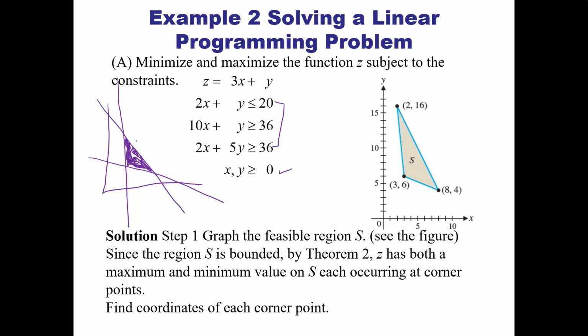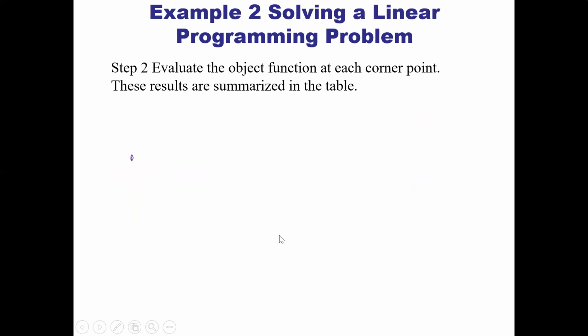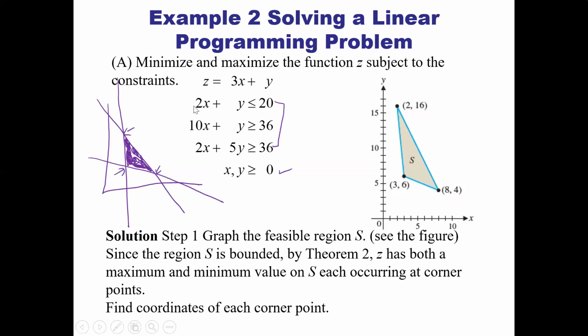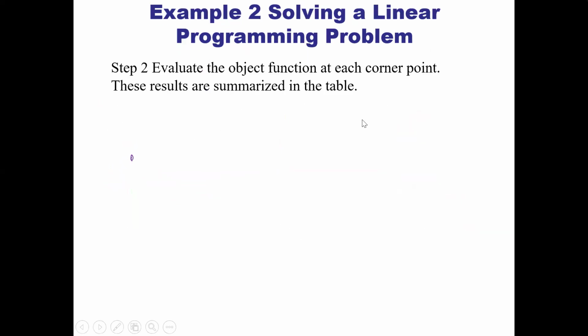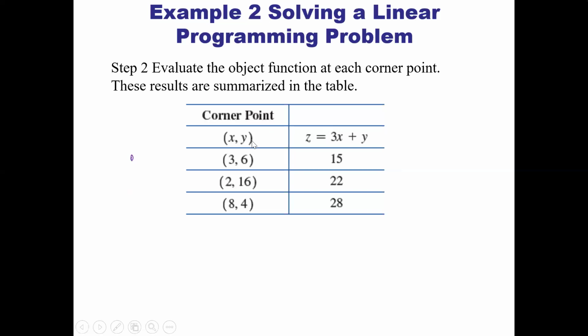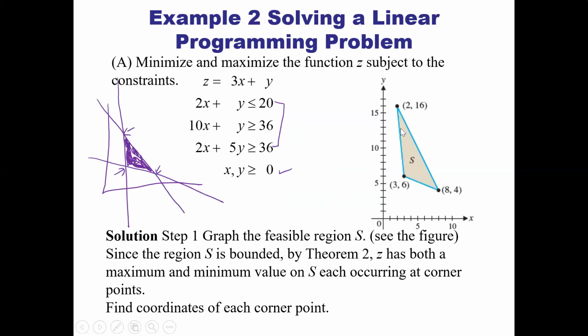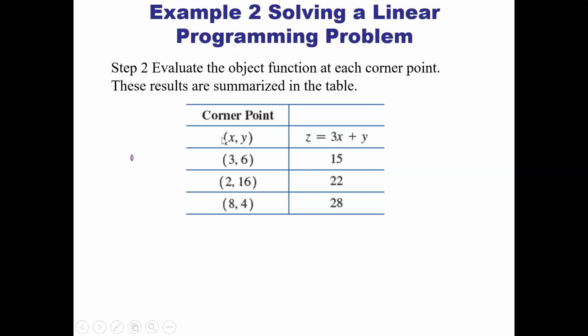Okay. So in our calculator, we could find the intersection here, the intersection here, and the intersection here. All right, so step two, we're going to evaluate the objective function, which again is this top one, at each of those corner points. And our corner points, they were nice. They gave it to us here in the graph. And so we plug them into our objective function. We get 15, 22, 28.